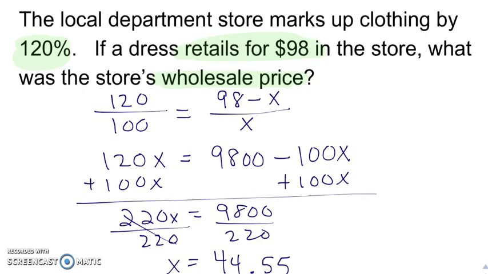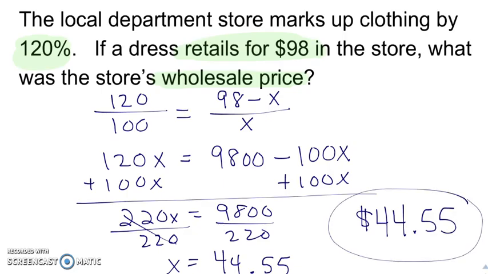Now let's answer the question. What was the store's wholesale price? The store bought the dress for $44.55, marked it up 120% to sell it for $98. Remember that 100% is basically doubling, so it's double plus another 20%. Okay, we have one more to look at.